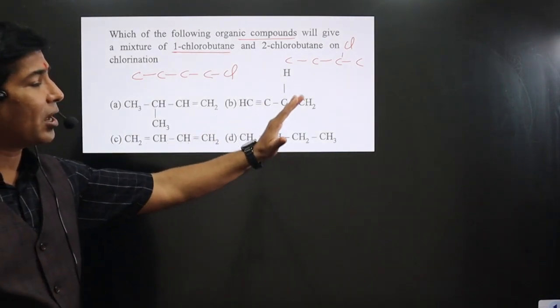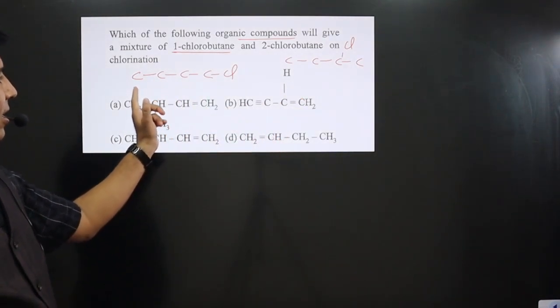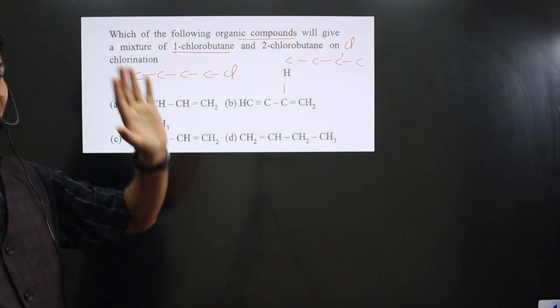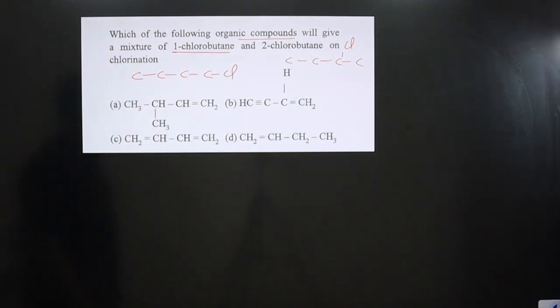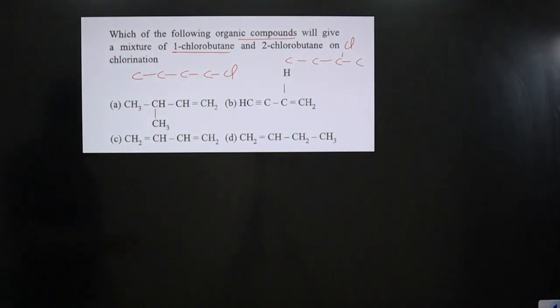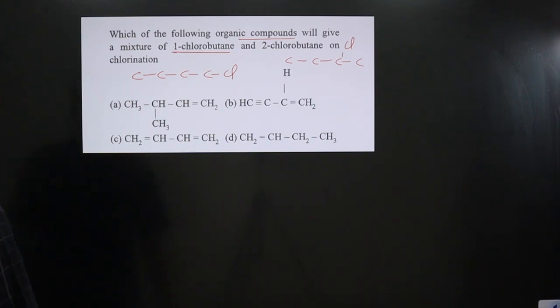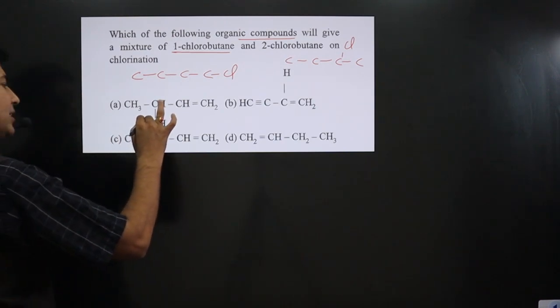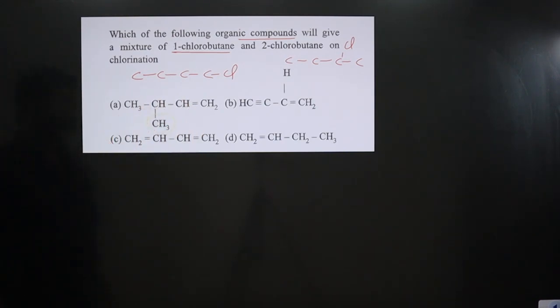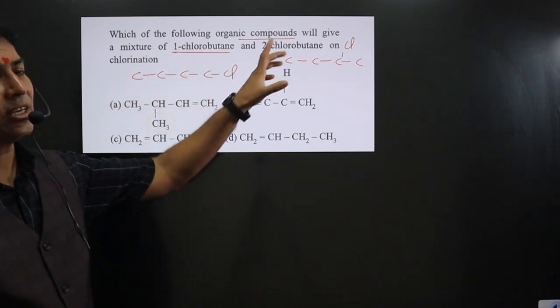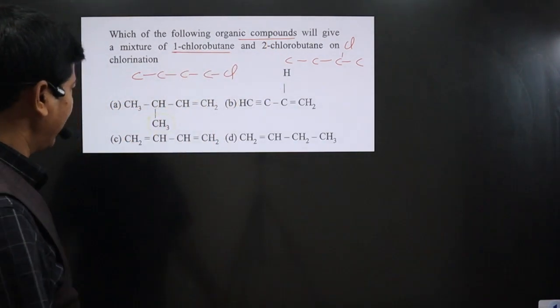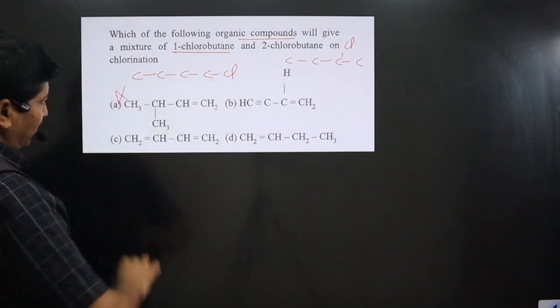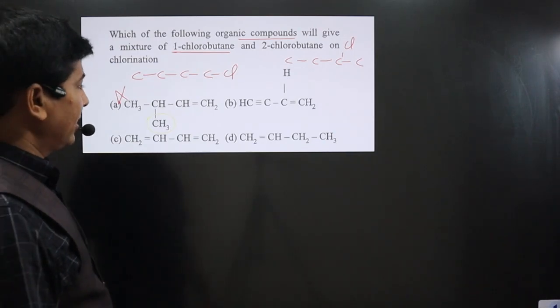On chlorination, which compound produces these halides, 1-chlorobutane as well as 2-chlorobutane? Now pay attention carefully. If you go for the first option, you can see branching is there, and in the final product there is no branching. Butane is the parent chain. So the first option is not possible. Move on to the second option.